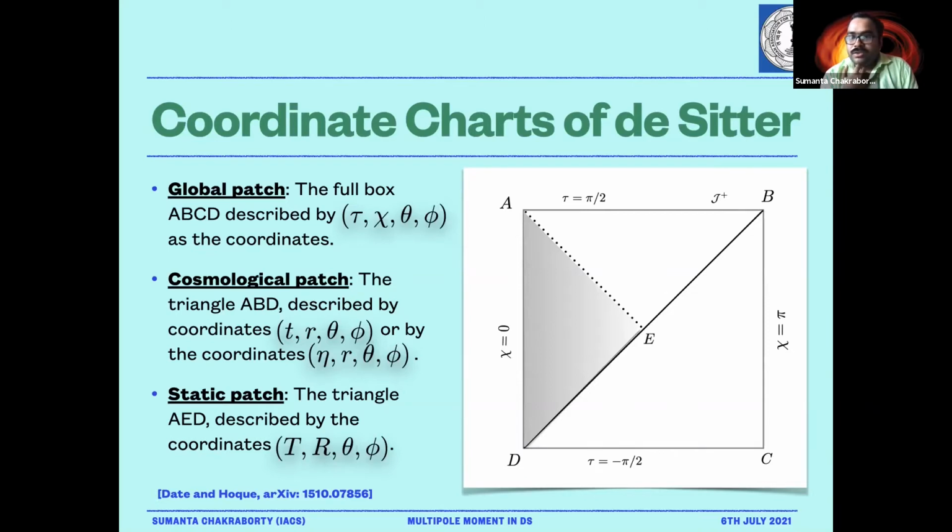Or one can also use the conformal time η, but for the purpose of this talk, I will just refer to the cosmological time wherever I encounter de Sitter space. There can also be a static patch of de Sitter, which is this triangle AED, and that is described by the static coordinates capital T, capital R, and θ, φ remain identical. There exist well-defined coordinate transformations between all of these patches. And as I said, I will concentrate on the cosmological patch.